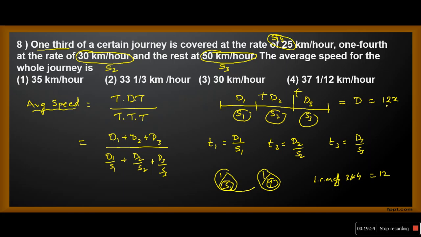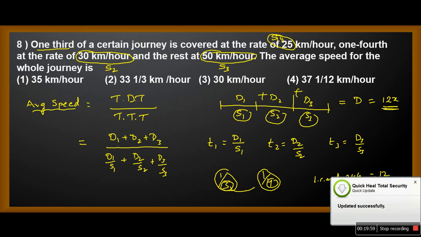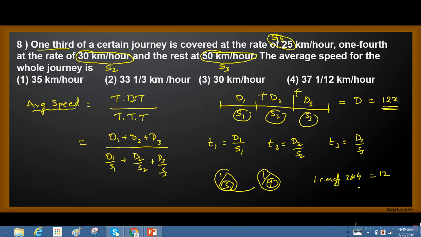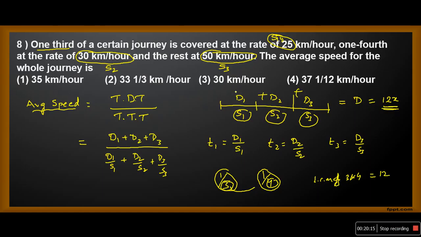Simple, to make my calculation simple. Okay, consider the total distance as 12x. Now coming to here. What is 1/3 of 12x? 1/3 means 4x, so d1 is 4x, and d2, 1/4, will be 3x. What is the amount left over? 5x, because the total distance is 12x. See how simple we're getting. Instead of doing with fractions, we are taking 4x, 3x and 5x.